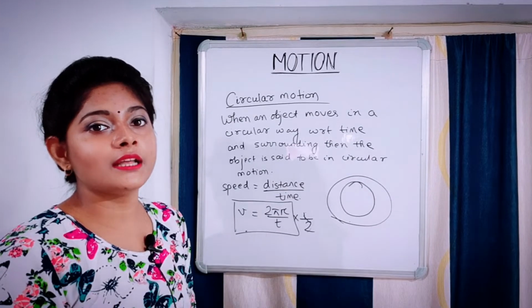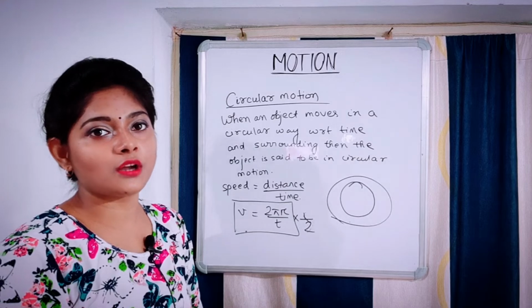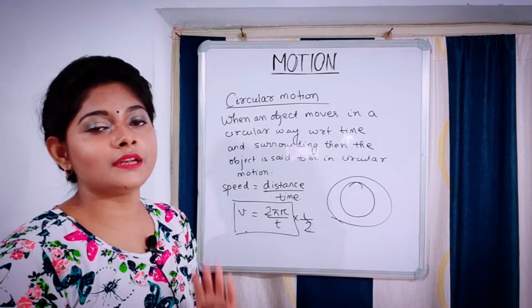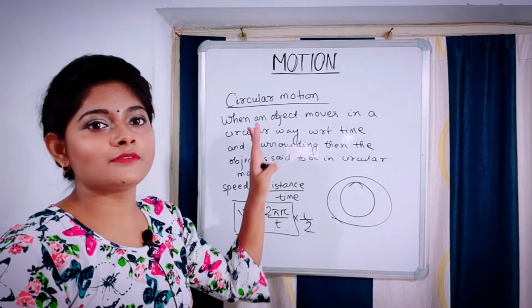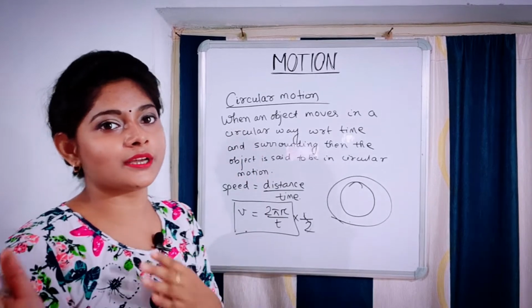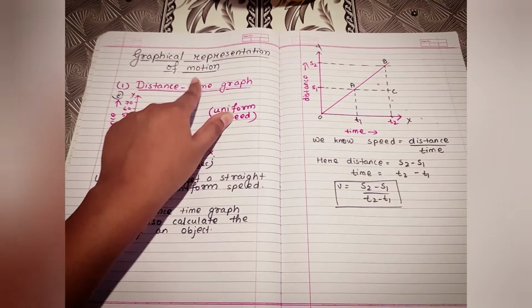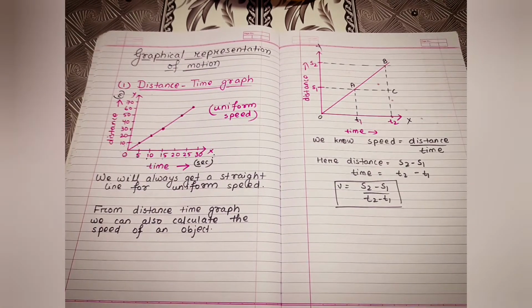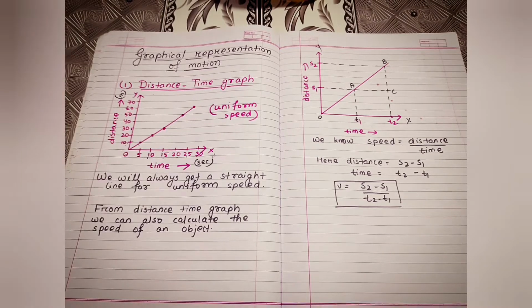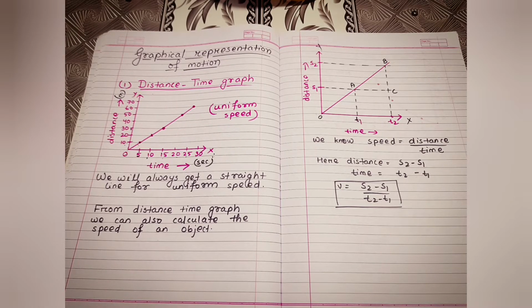Now we will see the graphical representation of motion. For that, we will need a copy and a pen. So we will leave this board and go there. Now we will study the graphical representation of motion. In this, we will study two types of graphs. First is the distance time graph. The change in the position of an object with time can be represented in this distance time graph.